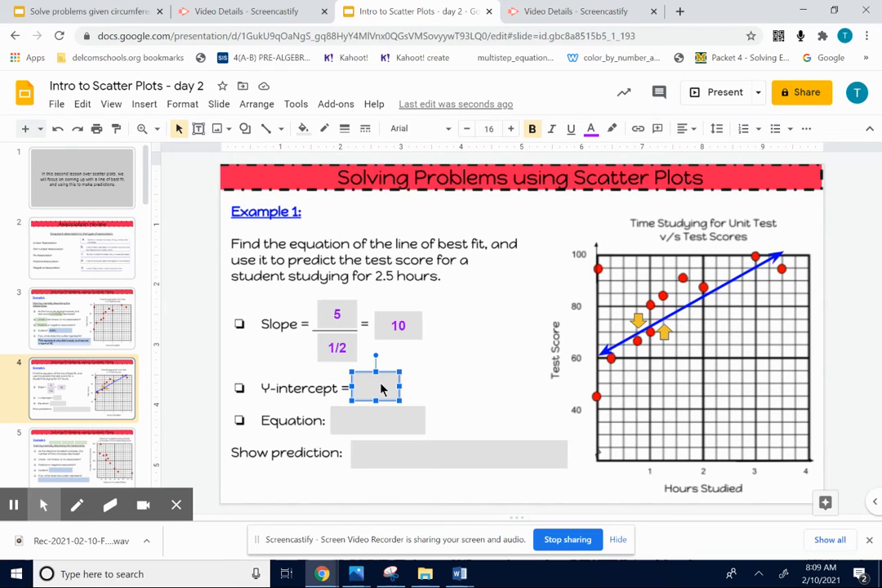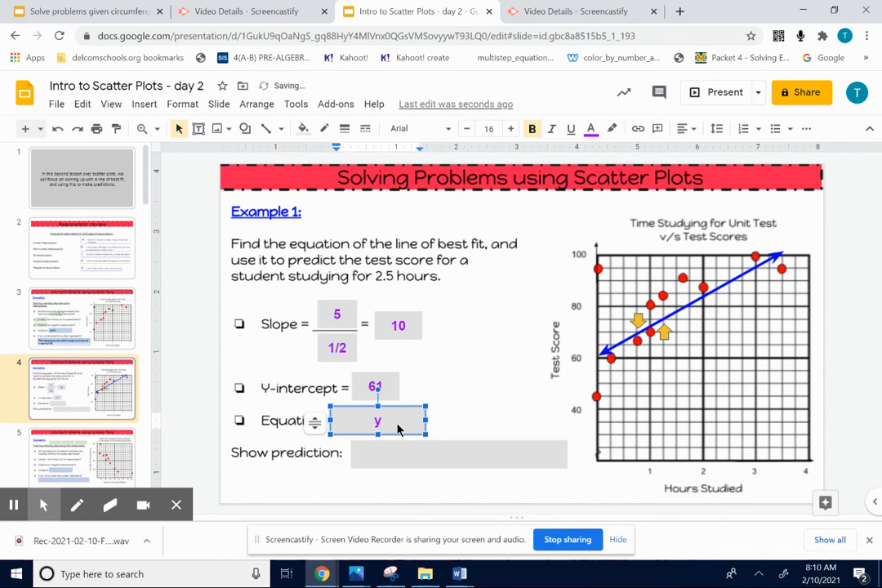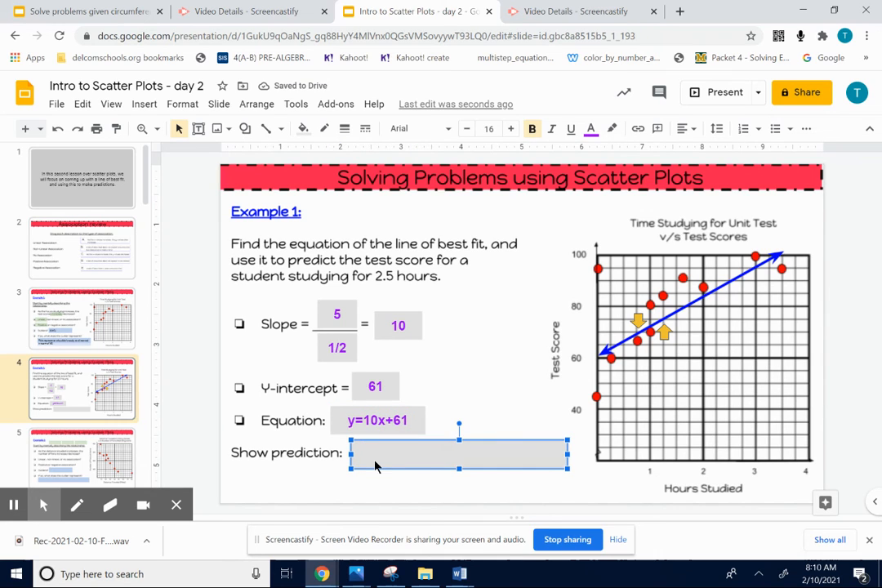The y-intercept is the hardest part, guys, honestly. That's what's messing people up the most when they do a lesson over this: really thinking about the numbering. The y-intercept is 61, where it crosses the y-axis. So my equation is y equals 10x plus 61. Just put the slope in front of the x and the y-intercept at the end. Now to predict, they're giving me 2.5 as hours. That's the x-axis, so x is equal to 2.5. They're asking for the test score, which is y.